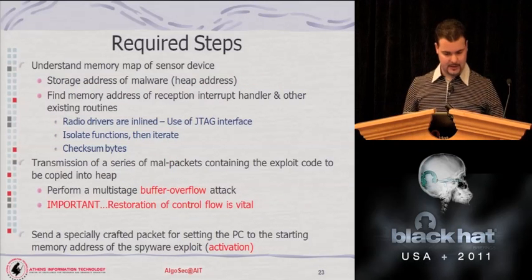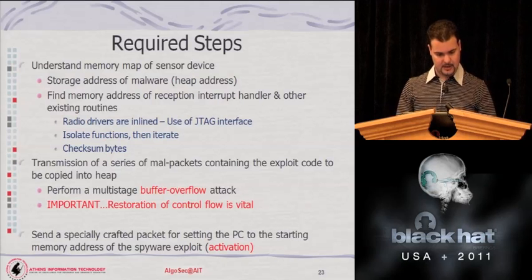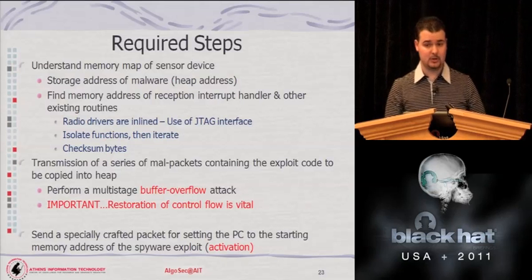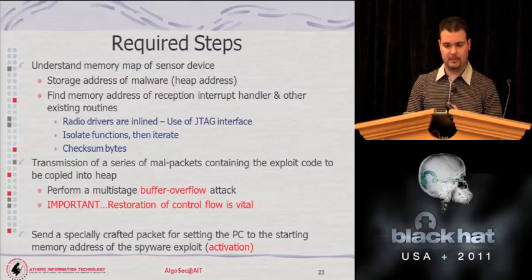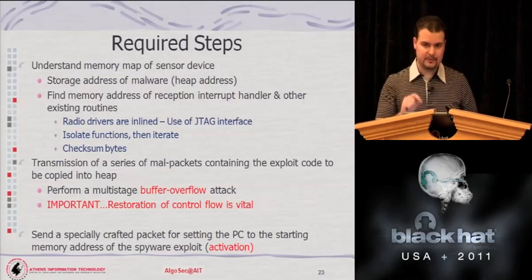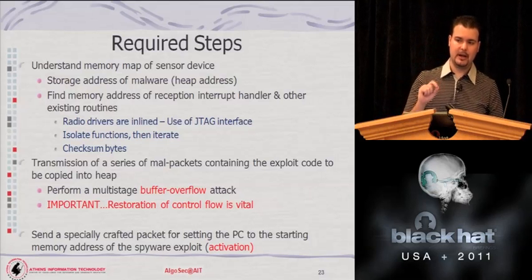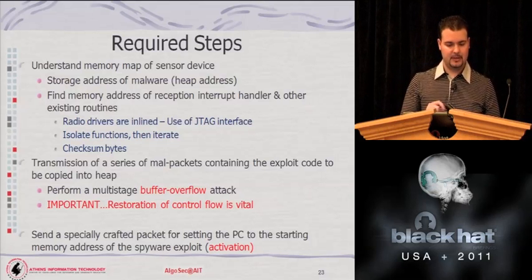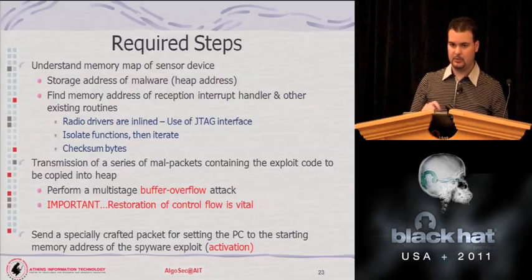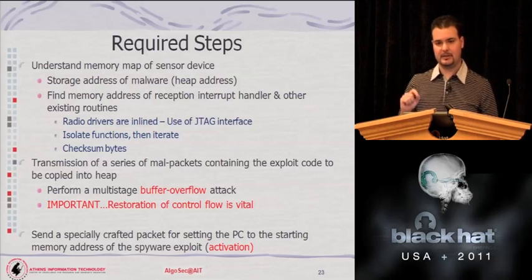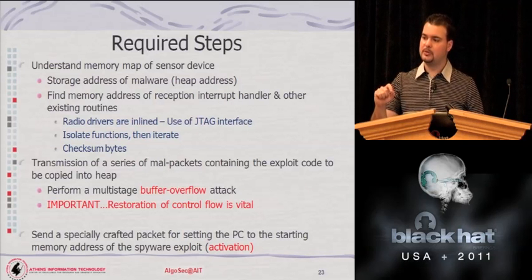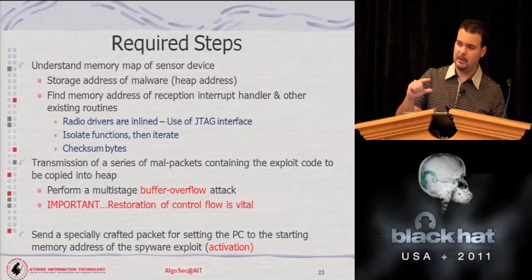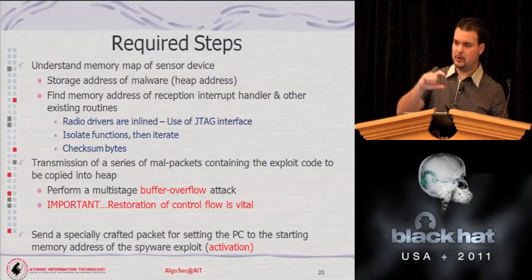Okay, so now these are the steps of performing the code injection of stealth exploits. First of all, the important thing is to understand the memory map of the device. You have to extract some important memory addresses, for example, the storage address of the malware. So find a suitable memory address in the heap memory region from where you will start copying your code. This memory region in the heap, eventually at the end, once the exploit is injected, will hold the whole exploit shellcode.